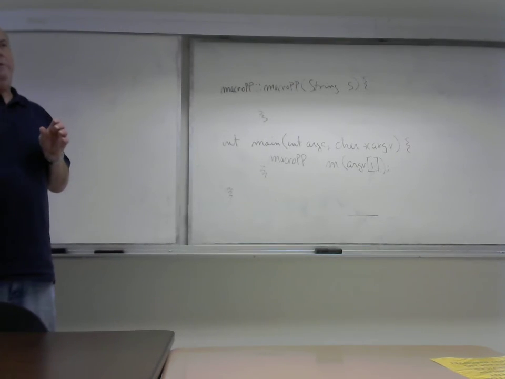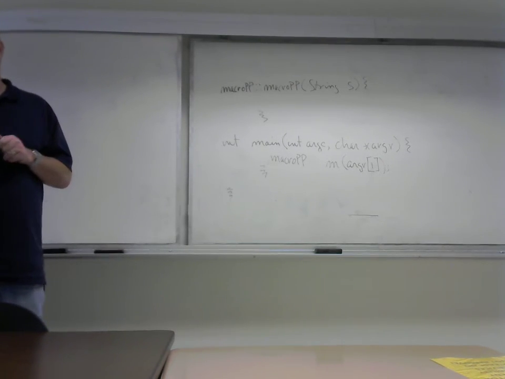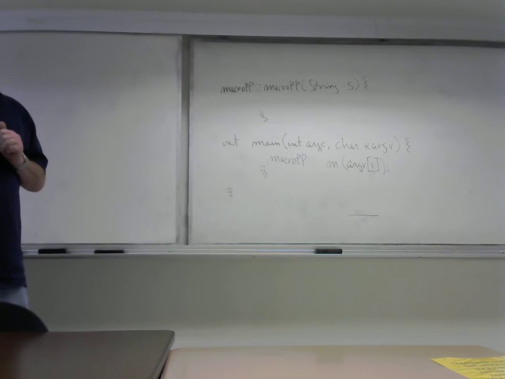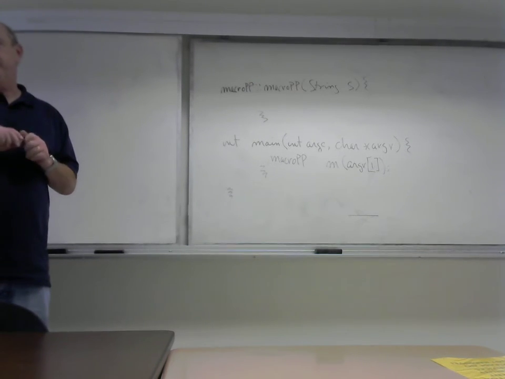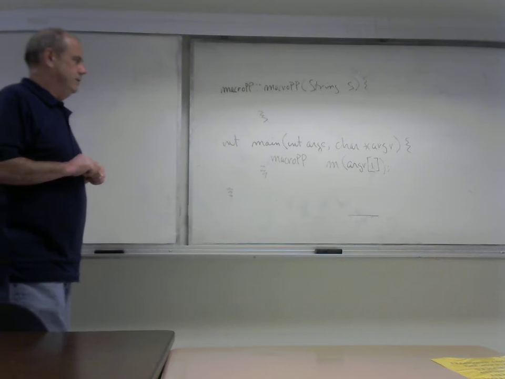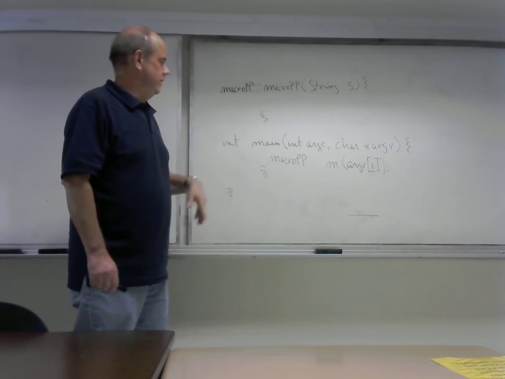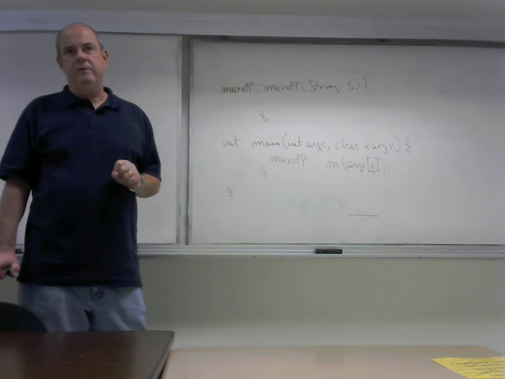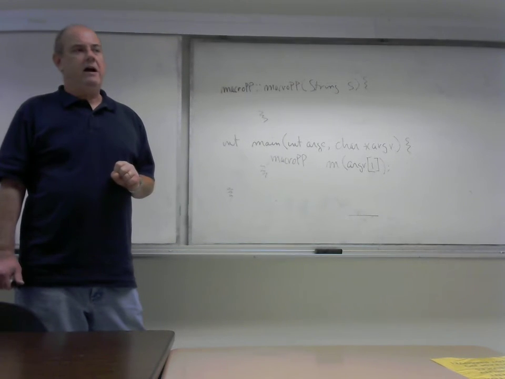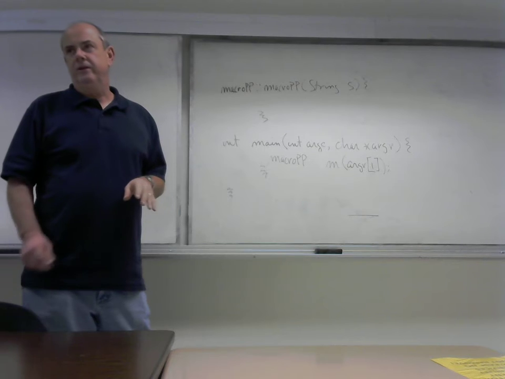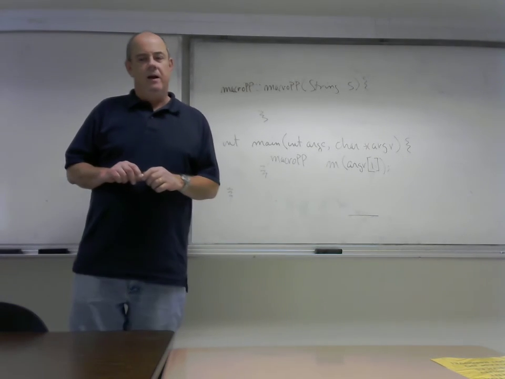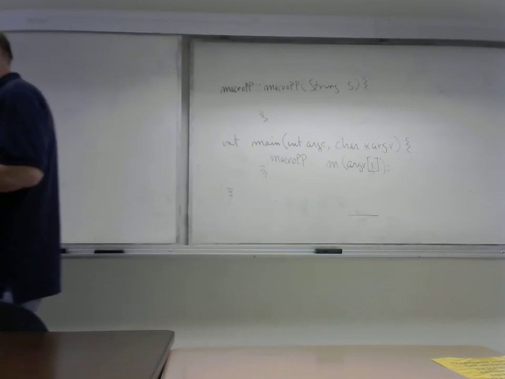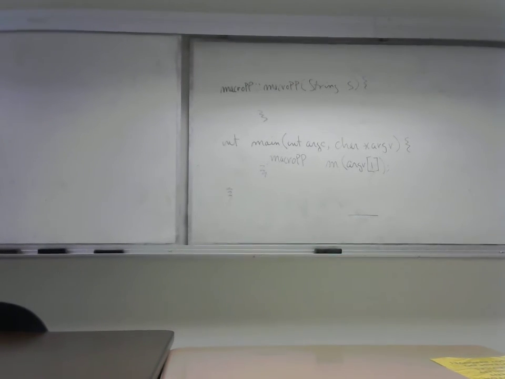So cout some helpful error message. Usage, macro PP file name, something like that. Or please supply the file to process, something like that, right? I didn't include that here. It's just the basic mechanism I wanted to show you. Questions about this, anyone? Now you know how to open a file. You've got the file parser. So, okay, some other issues that have come up and some questions that I have seen.